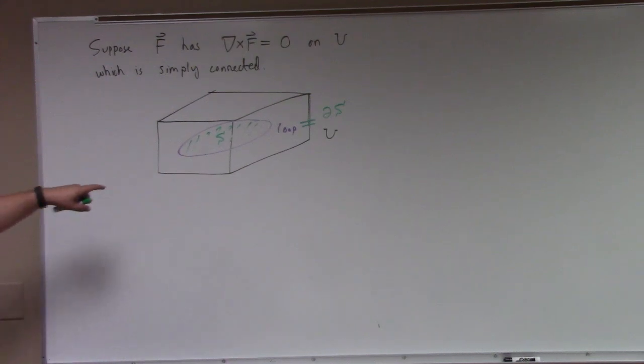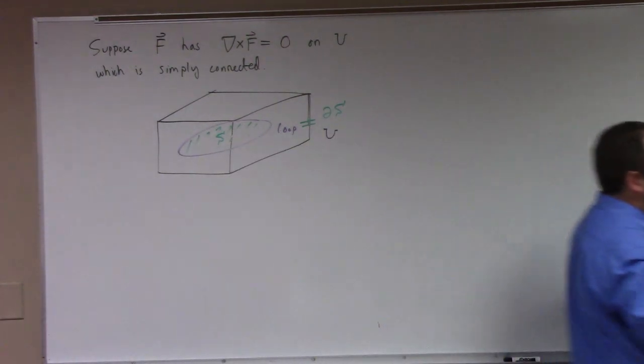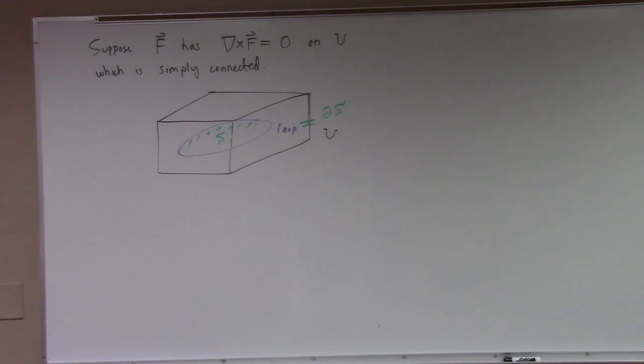So if we think about this loop, my goal is what? What I'm trying to do here, guys, is prove that 4 implies 3. I'm assuming 4 is given. I'm trying to show that 3 holds.